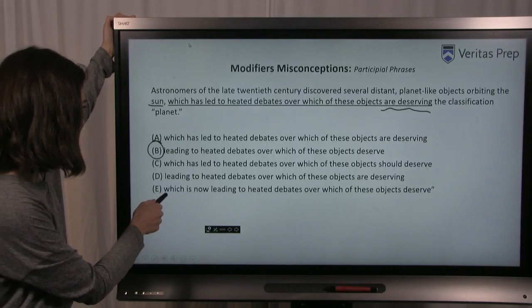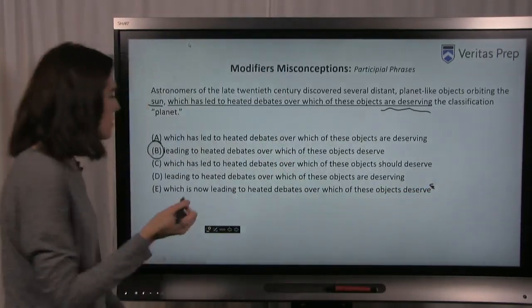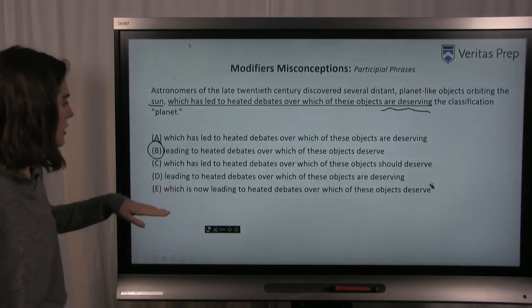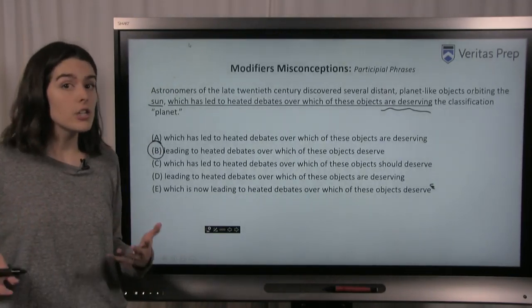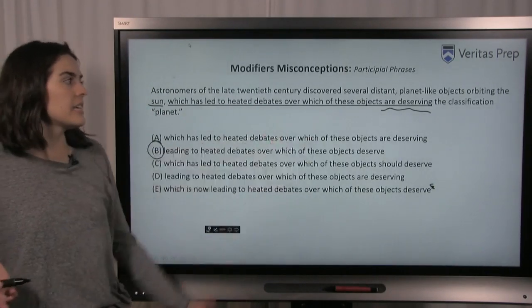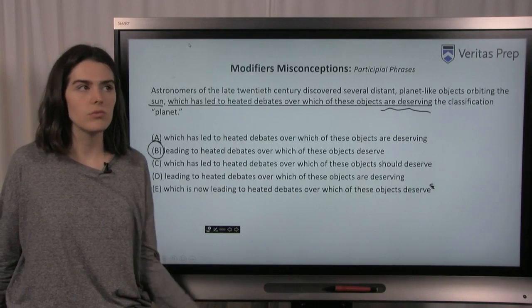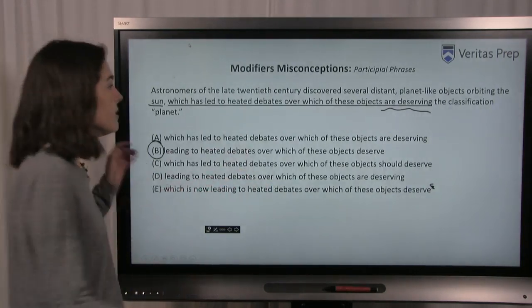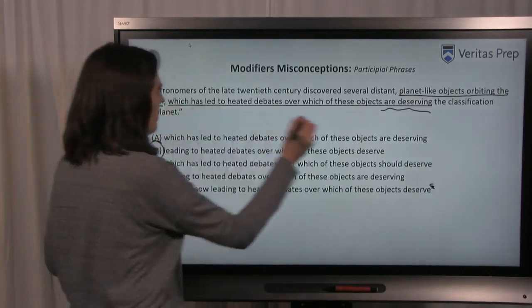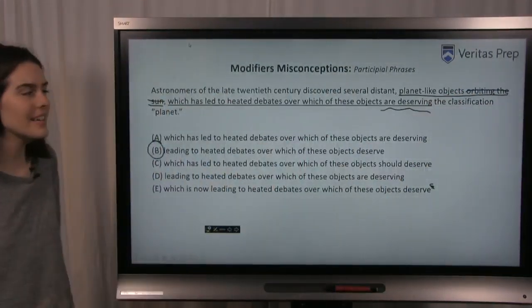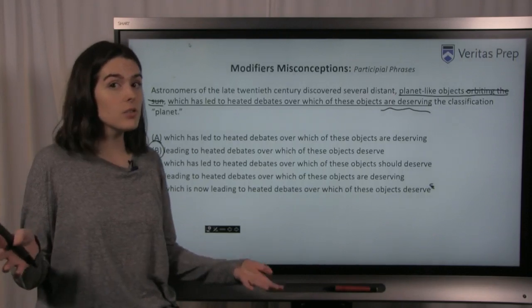something like E or C, like maybe E, we're going, all right, which, it describes the sun. Technically, grammatically correct. However, we have to think logically here. Is it the sun that's led to heated debates over which of these objects deserve the classification planet? No. The sun is not leading to anything. All right, maybe it could be this whole phrase, planet-like objects orbiting the sun. So orbiting the sun is just a modifier describing planet-like objects. More on this later. We're going, all right, the planet-like objects lead to the heated debates. Okay, maybe, that could work.